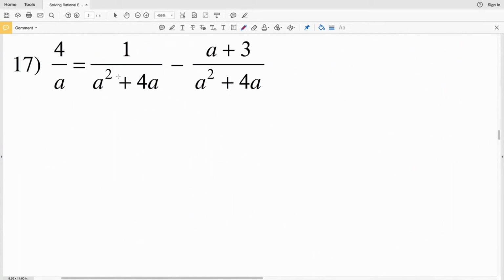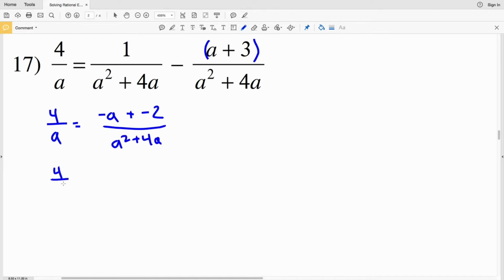In number 17, let's start by combining the fractions on the right. We'll have 4 over a, and that will be equal to 1 minus a plus 3. So it'll be negative a plus 1 minus 3, which will be a negative 2. So negative a plus negative 2. And that's all over the same denominator, a squared plus 4a.